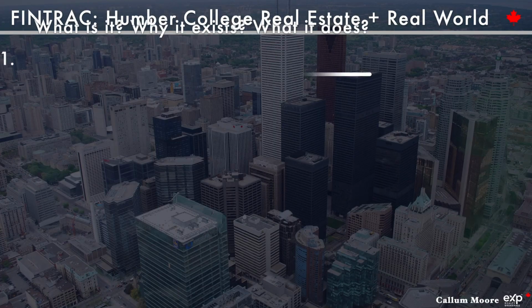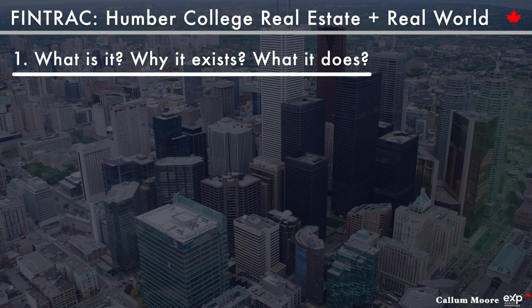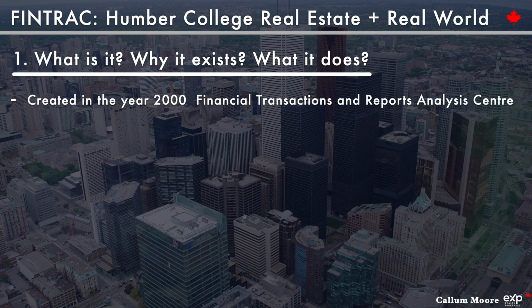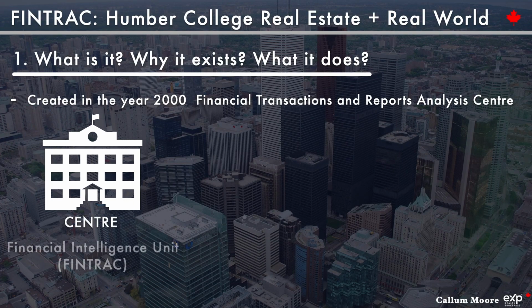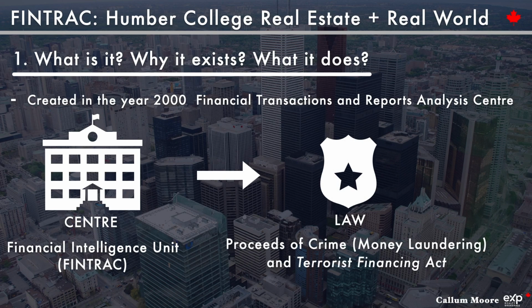First, what is it, why it exists, and what it does? FINTRAC was created in the year 2000 and stands for Financial Transactions and Report Analyst Center. It has a physical office located in Ottawa, and it is a center, right? It is a financial intelligence unit, and it was established by a law called the Proceeds of Crime, Money Laundering, and Terrorist Financing Act. So another big acronym you'll see there, PCMLTFA. Try to keep it simple in your mind, right? FINTRAC is the center and PCMLTFA is the law.